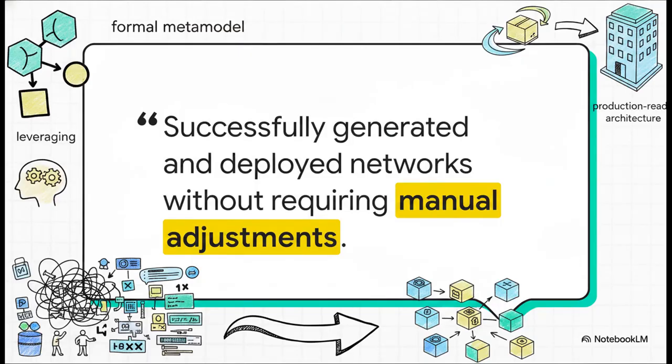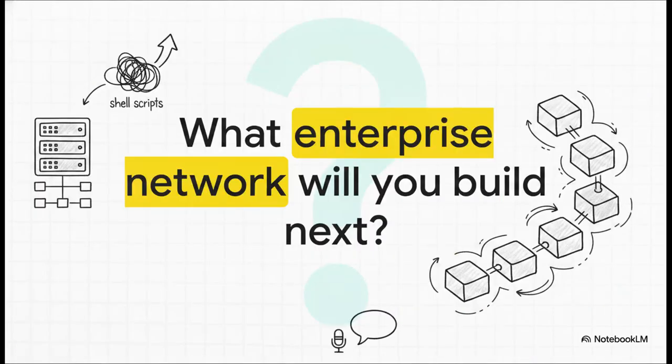As the researchers summarize, by leveraging a formal metamodel, you can successfully generate and deploy networks without requiring manual adjustments. The days of painstakingly matching container ports and fixing shell scripts by trial and error are, genuinely, over. The technology has finally caught up to the ambition of the developers. So, if you no longer have to spend your days debugging complex shell scripts and manually managing node binaries, what incredible enterprise blockchain will you build next?